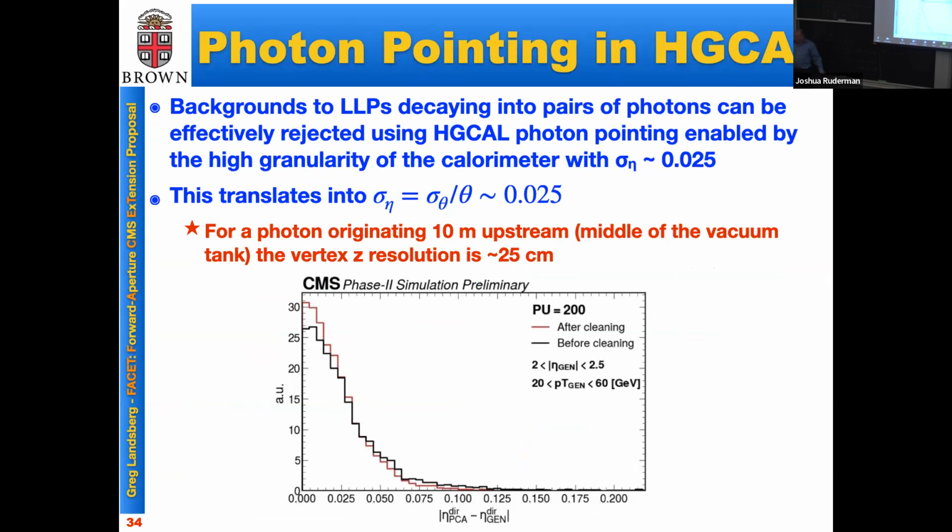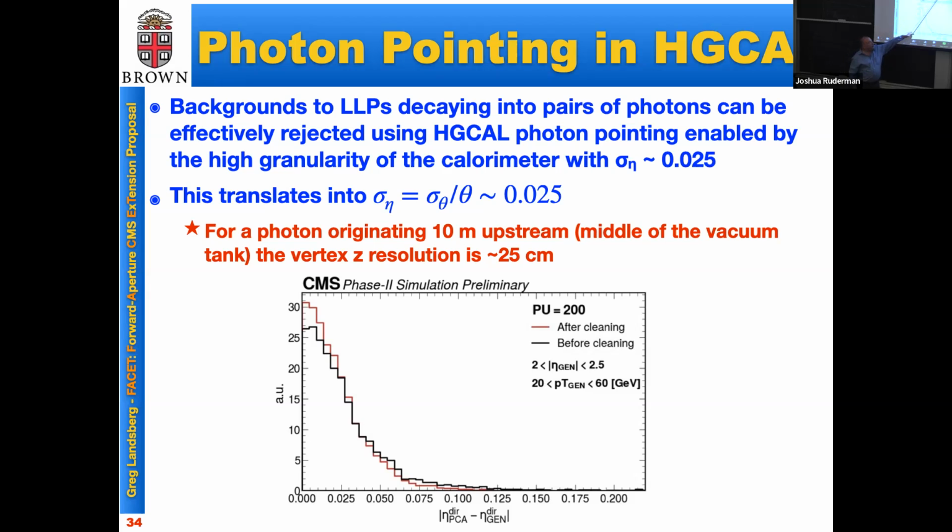in PT. If we only have photons, we also could actually do pointing, because the HGCAL having this enormous granularity allows you to see how the shower develops and point it back. And this is the simulation for CMS Phase 2. You see that the resolution in eta, well, they are talking about eta because that's still fairly central production, eta of 1.5 to 2.5, is about 2.5%. It's easy to convert this into resolution in theta.